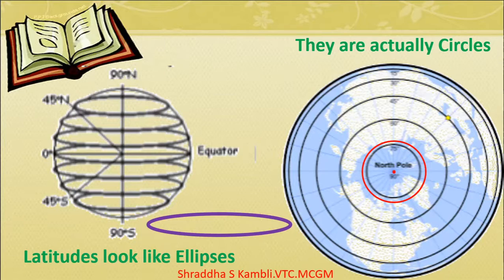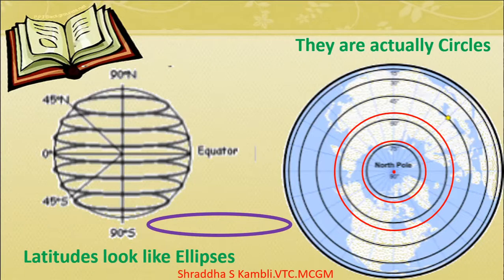Okay, this is just an example to show you that these latitudes are actually circles. They are not ellipses like they look when you look at them from the front. When you look at them from the top, you will realize that all these latitudes are actually in the form of circles. Okay, so this is one more important piece of information about latitudes for you. Latitudes are actually circles on the surface of the earth.